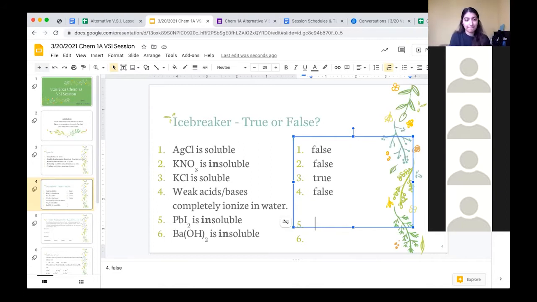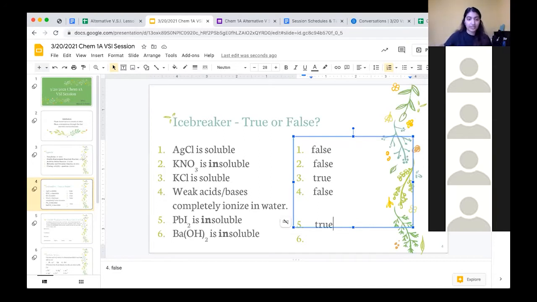The next one is PbI2 is insoluble. True or false? I'm seeing some people put true. This one is actually true, because PbI2 is an iodide, and on our solubility rules, if iodide is next to Pb+2, it's going to be insoluble. It's one of the exceptions. So good job, everyone.